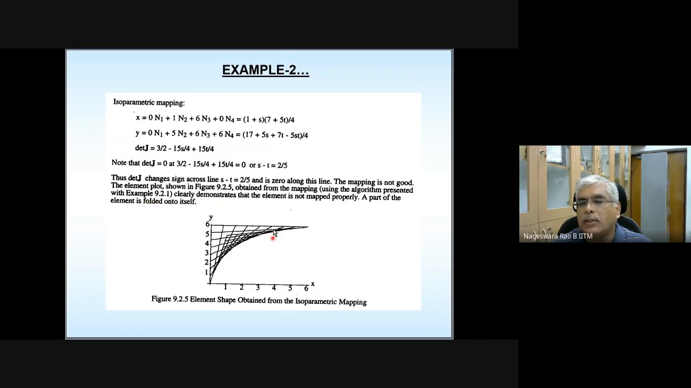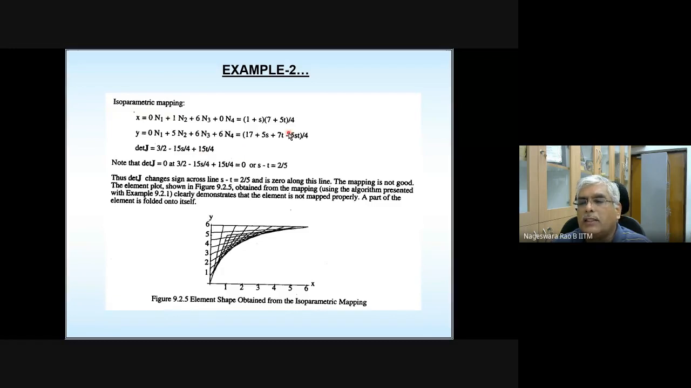Is this clear? So basically, how did we obtain this plot? We plotted x as a function of s and t, y as a function of s and t, with s going from -1 to 1, t going from -1 to 1. Then you get this one. Or the other way of checking is you have this determinant of J, which is linear in s and t. You plot the surface of this determinant of J, with s going from -1 to 1, t going from -1 to 1. Check whether the surface is crossing the 0 line or not.